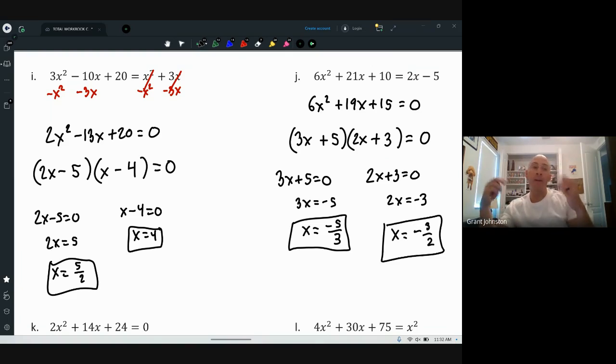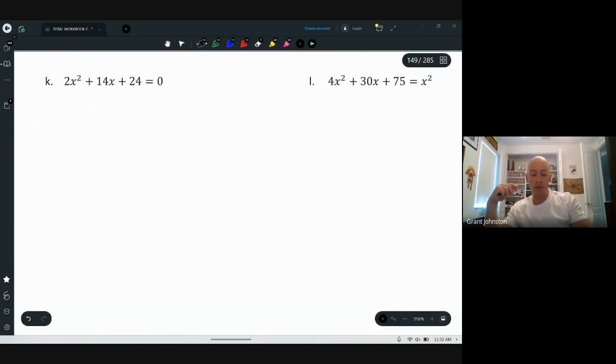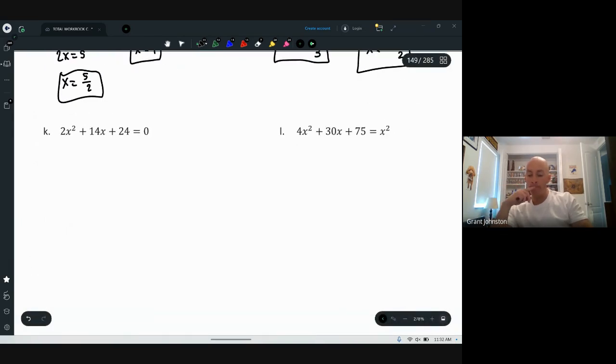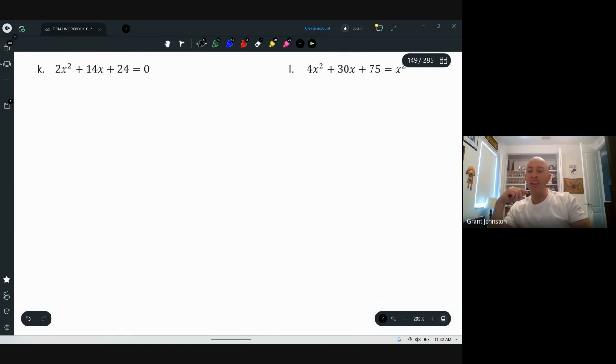So I'm doing a lot here, right? You're going to have a whole page to do as well. I just want to show you as many as I possibly can. Okay, I'm going to do 2 more. And these ones are a little unique.